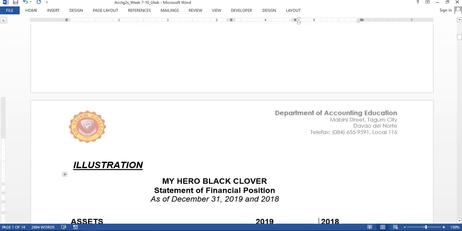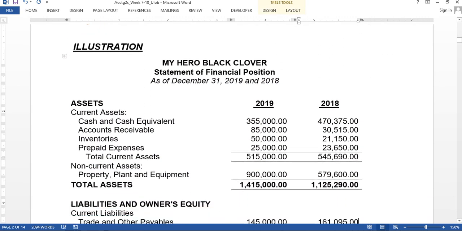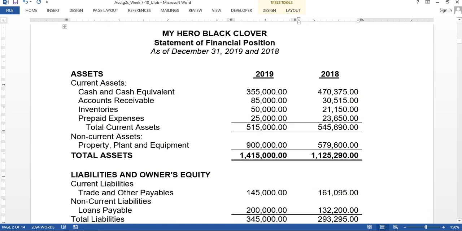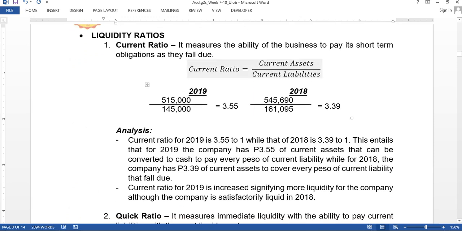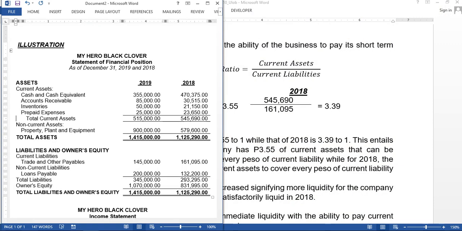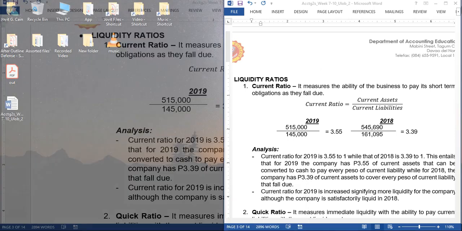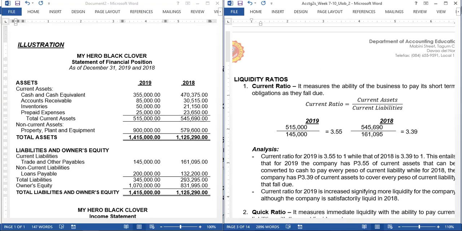So, the next one here is the financial statement. So, based on the financial statement, gagawa ka ng ratios of this one. So, the first ratio here is the liquidity ratio. So, to make it easier to discuss and illustrate, let's have a comparison. As you can see, sa left side is the financial statement, and sa right side naman is the ratios. So, liquidity ratio starting with current ratio.